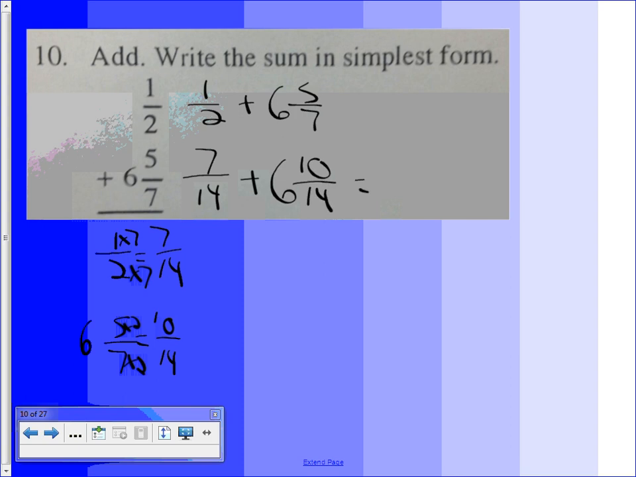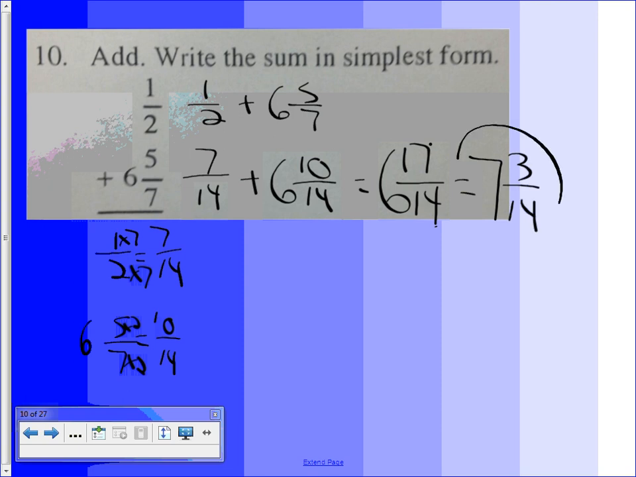What does that equal? Well, 6 is my big number. 7 plus 10 is 17 over 14. Now I've got an improper fraction and a mixed number. I can't leave it like that. So obviously, how many 14s go into 17? 1 does. So I have to put that 1 into 6. So that would turn 6 into 7. You guys all see what I just did? I took 14 over 14 away from 17 over 14, which leaves me with 3 over 14.